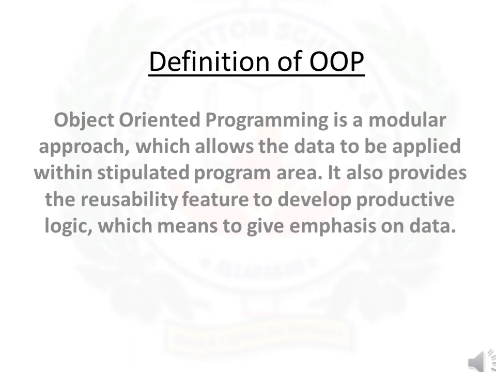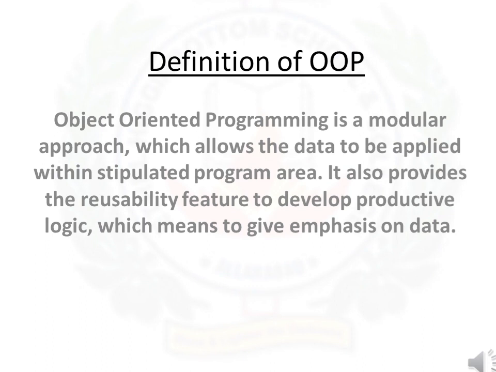See, in procedure-oriented programming, most of the functions share global data and data move freely around the system from function to function. In contrast to this, object-oriented programming does not allow the data to flow freely from function to function and procedure to procedure. So this is the main difference between procedure-oriented programming and object-oriented programming.